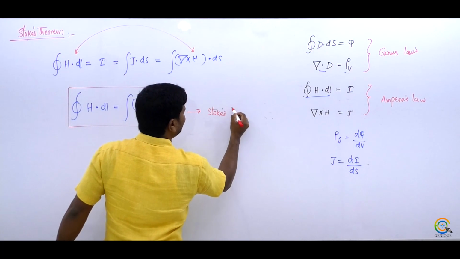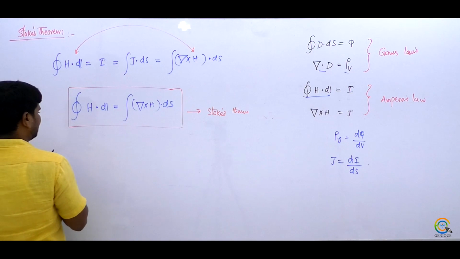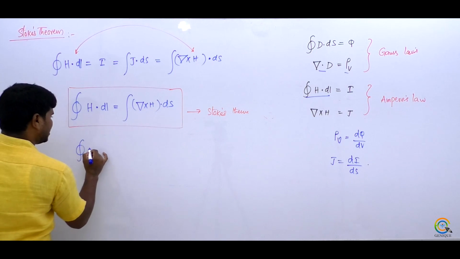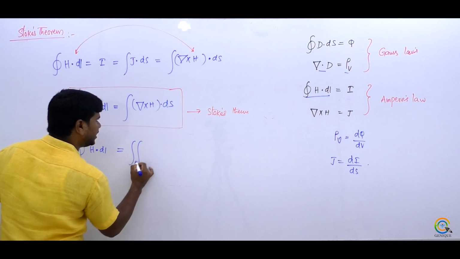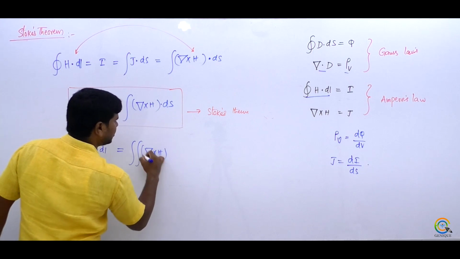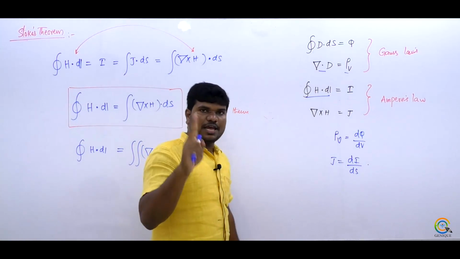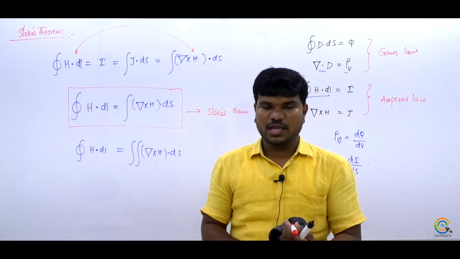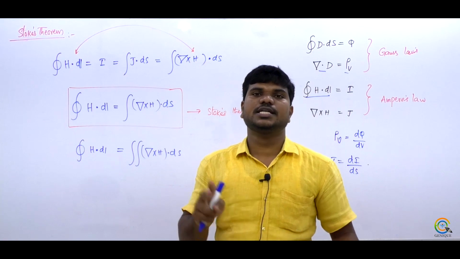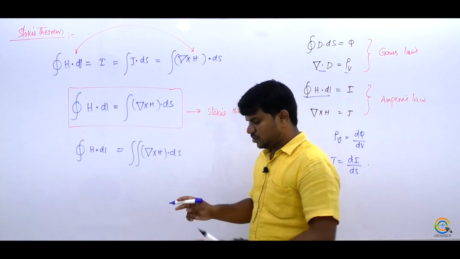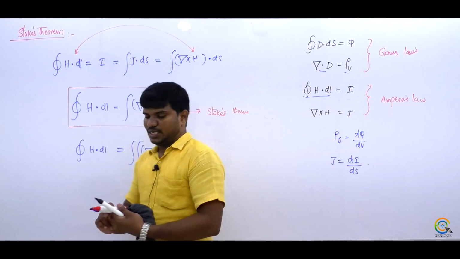In other words, we can also write this as a single integral to a double integral. See, observe this. The closed line integral, a single integral, is converted into the double integral of del cross h dot ds. Surface integral means double integral. Remember that. Line integral means it is a single integral. Double integral means surface integral. Volume integral means it is a triple integral. So now the closed line integral is converted into an open surface integral.